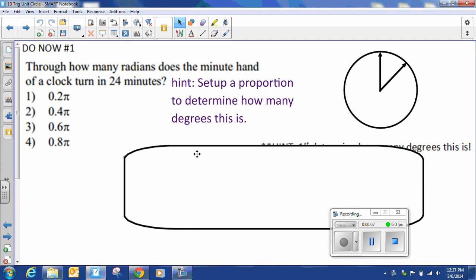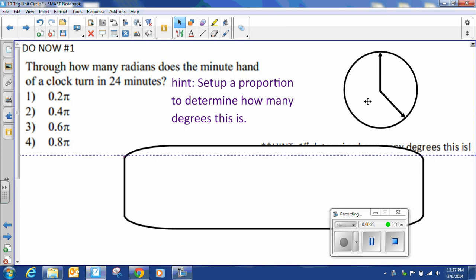All right, do now number 1. Through how many radians does the minute hand of a clock turn in 24 minutes? So here's your clock, here's your hour hand, your minute hand. 24 minutes looks like it's right around here. So how many degrees is this?